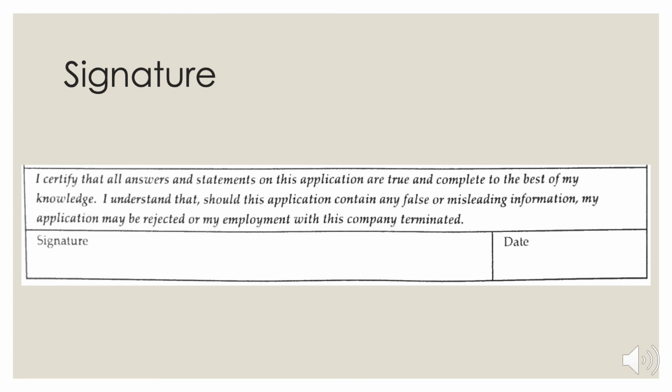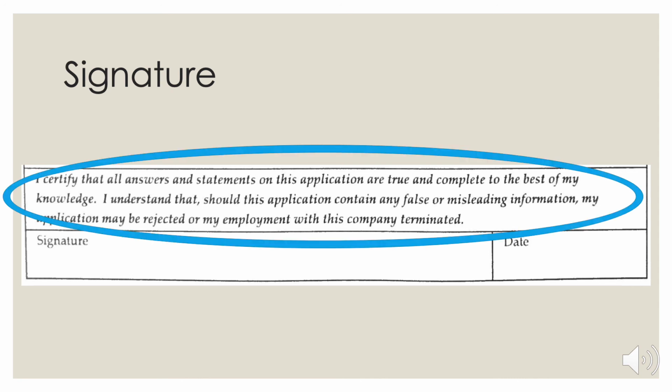The last thing you have to do before submitting a job application is sign an agreement. This application says, I certify that all answers and statements on this application are true and complete to the best of my knowledge. I understand that, should this application contain any false or misleading information, my application may be rejected or my employment with this company terminated.